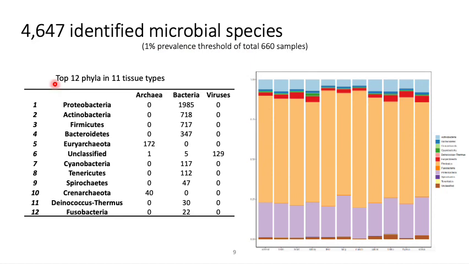In this table, we listed the top 12 phyla identified in these 11 tissue types, ranked according to their population size. And this bar plot shows the relative abundance of the 12 phyla in these tissue types. We can see that Firmicutes and Proteobacteria are the two most abundant and diverse species identified in the rat tissues.